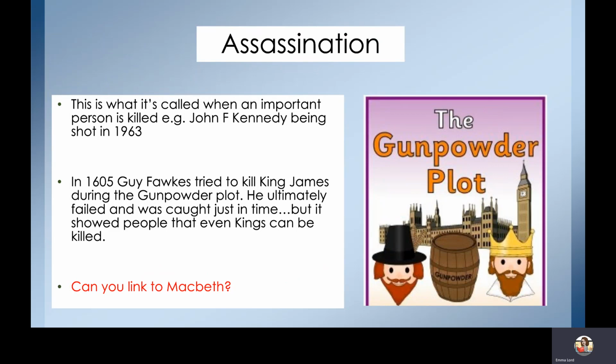So the Gunpowder Plot was a very important event that happened in 1605. Guy Fawkes and his co-conspirators, such as Robert Catesby, tried to kill King James. What they did was they put lots of dynamite and gunpowder underneath the Houses of Parliament, and they were just about to light it and explode the Houses of Parliament, and they were caught just in time. But it really showed people that kings were vulnerable and they could be killed. And of course, King James I was terrified, and it was a bit of a wake-up call for him as well. And we very much see this in Macbeth.